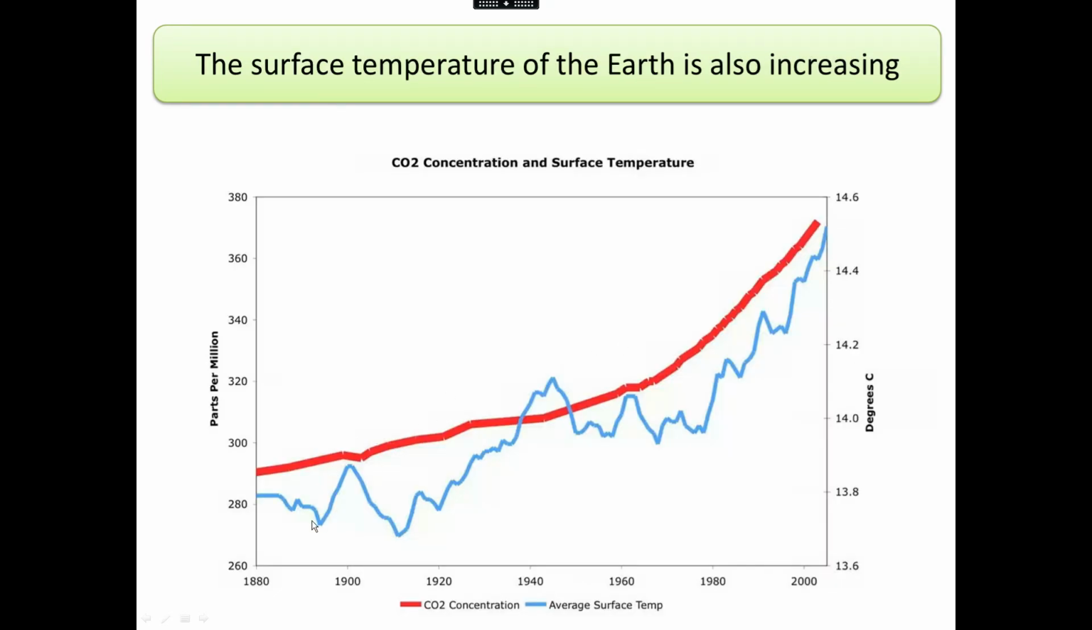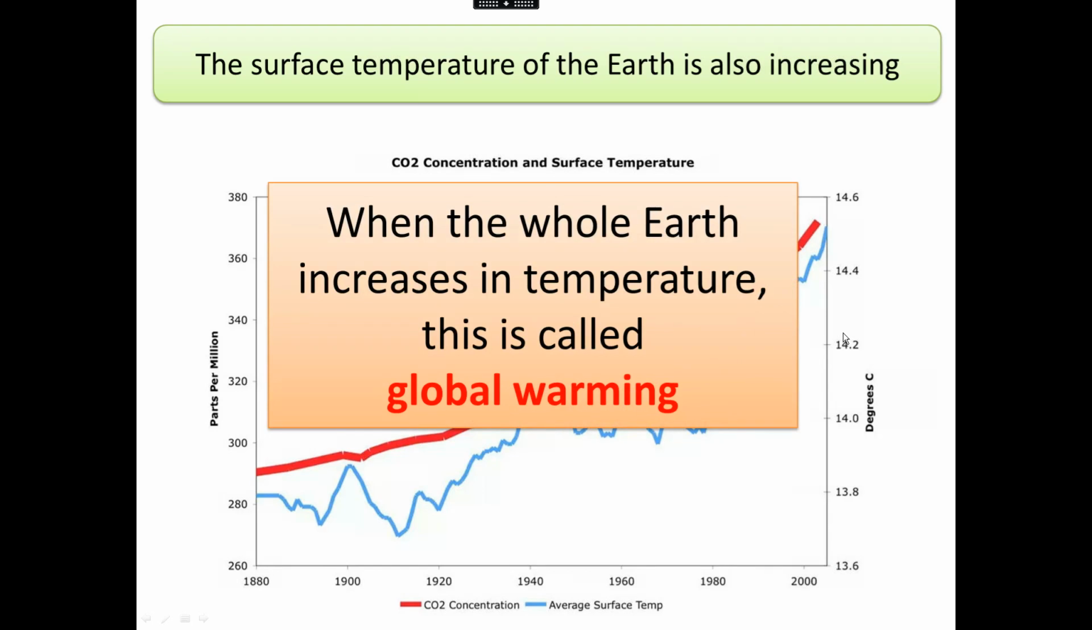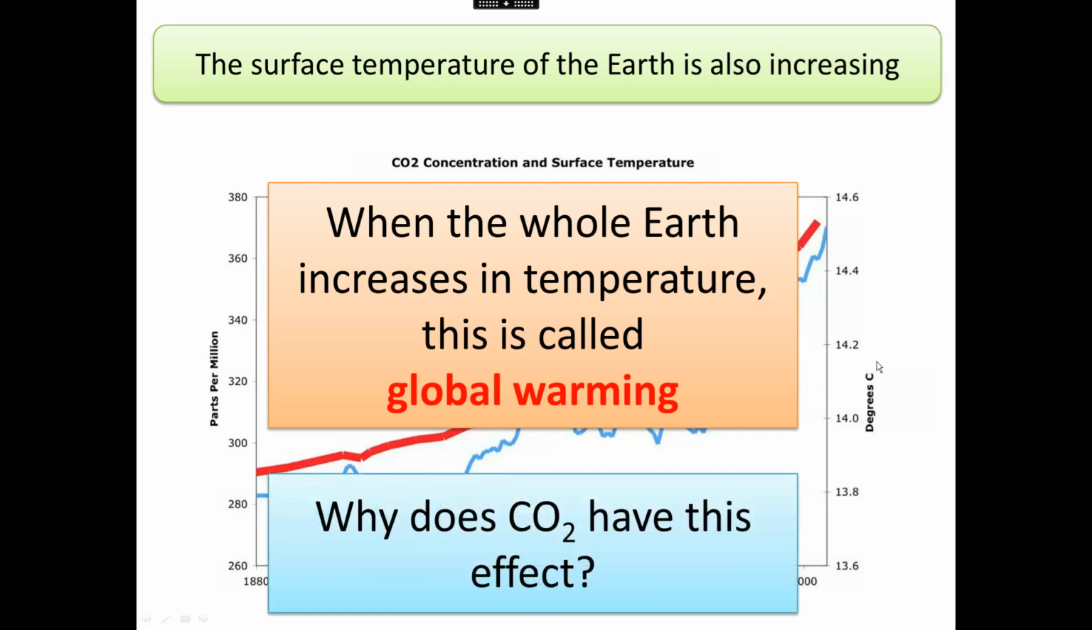Now, we know as scientists, we are measuring that the average surface temperature of the Earth is increasing, and it matches the pattern of increasing carbon dioxide. But the question we're going to answer in today's lesson is, all right, we can see there's a pattern. Carbon dioxide is going up, the Earth's temperature is going up. That's called global warming. But why does carbon dioxide have that effect?